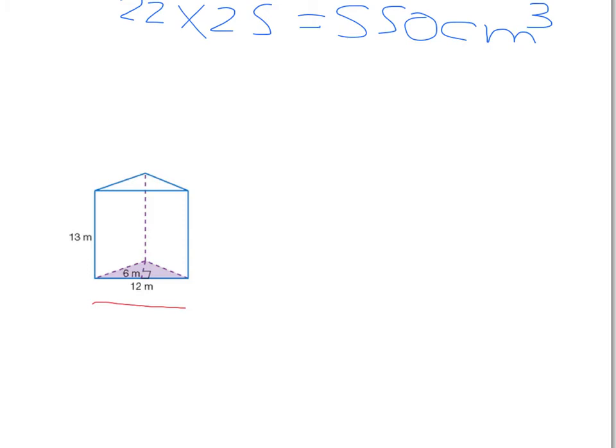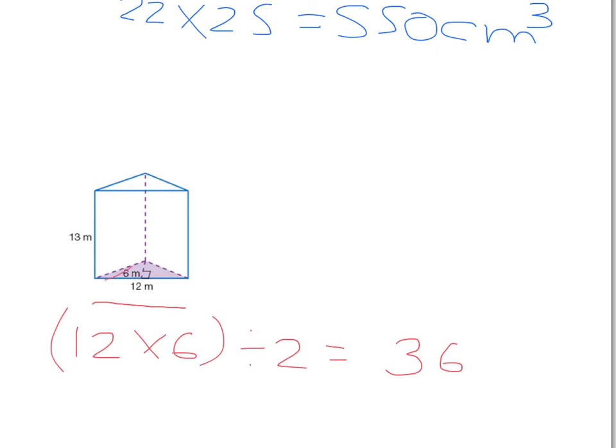Oh, that must be the height of the triangle, and it's 13 meters in height. So first of all, you're going to work out what your triangle is. For the triangle, you're going to say, okay, I have to do my 12 times 6 divided by 2. You should know why I'm doing that, because you know what the triangle formula is. It would give you 36.